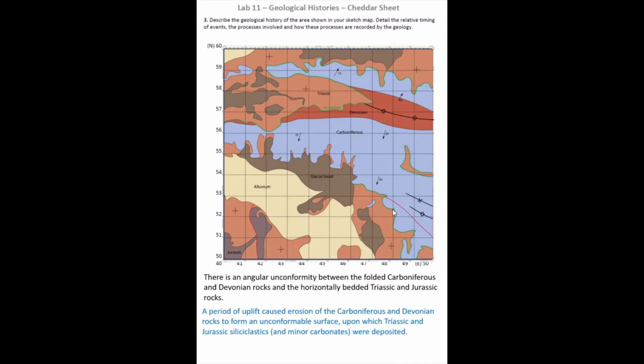So the way I describe that is to say that there must have been a period of uplift, and as we uplifted the ground, we caused it to erode. So we eroded down through our folded Devonian and Carboniferous rocks to form an unconformable surface, upon which Triassic and Jurassic, mostly siliciclastic, mostly sandstones, and some minor carbonates were deposited.